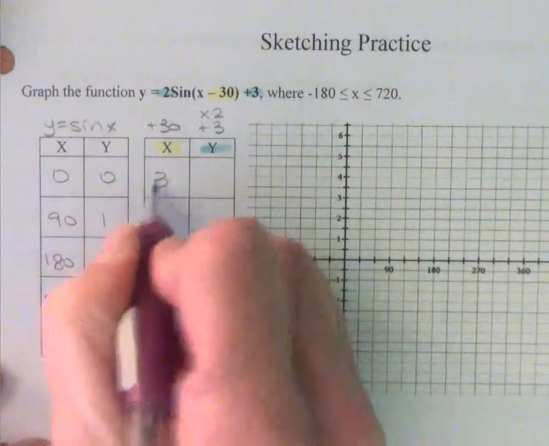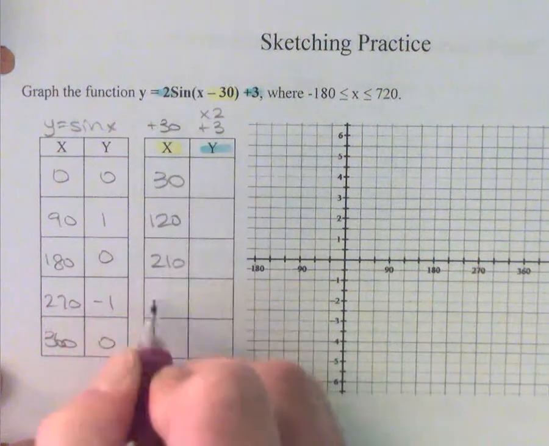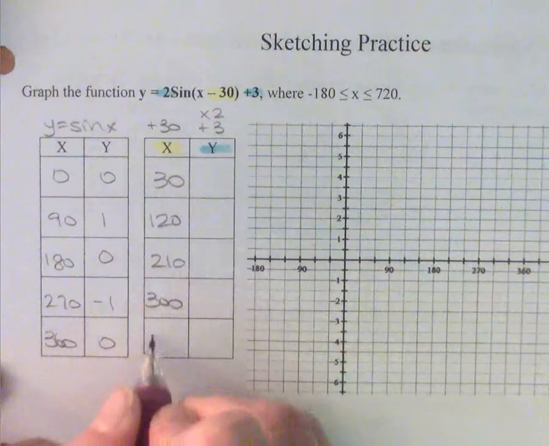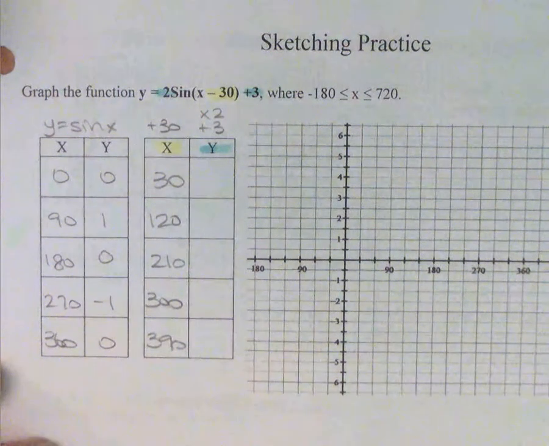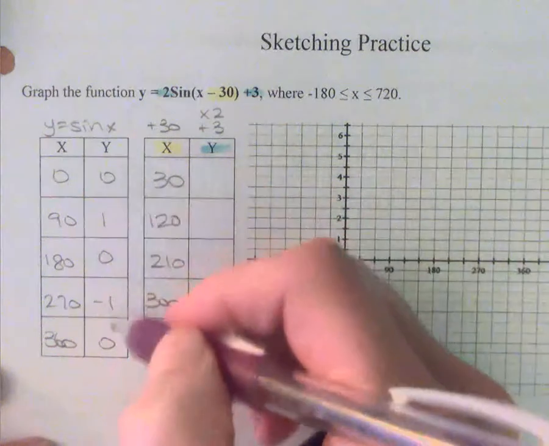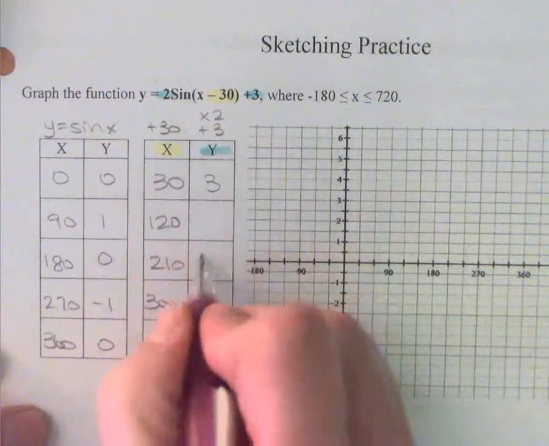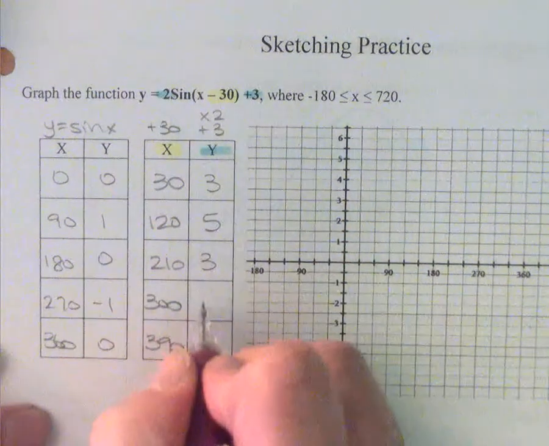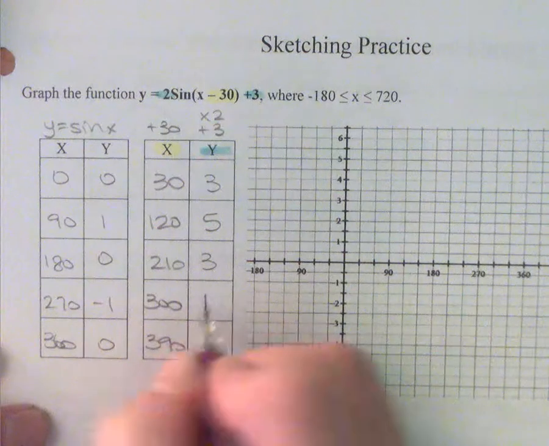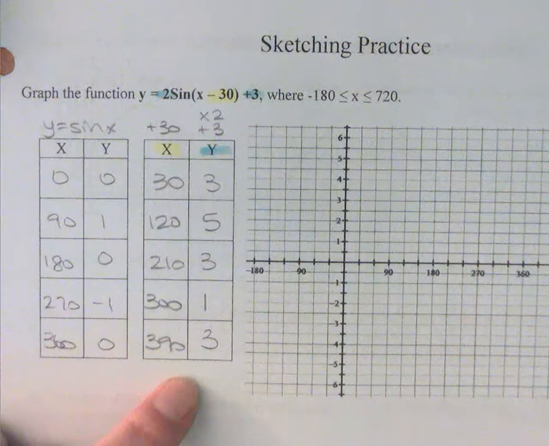So if we just add 30, we get 30, 120, 210, 300, and 390. Then we're going to take all of these, multiply them by 2, and add 3. So all my zeros become 3s. This becomes a 5, and this becomes 1. And so now I'm going to take this table, and I'm going to graph it.